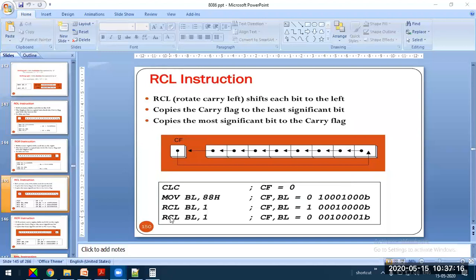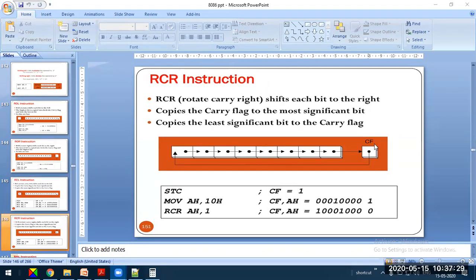Again, if we execute the RLC instruction, 0 comes to the carry flag and this 1 goes to the LSB. The data in the BL register is 21H and the content of carry is 0. It's very simple, guys. This is quite straightforward.